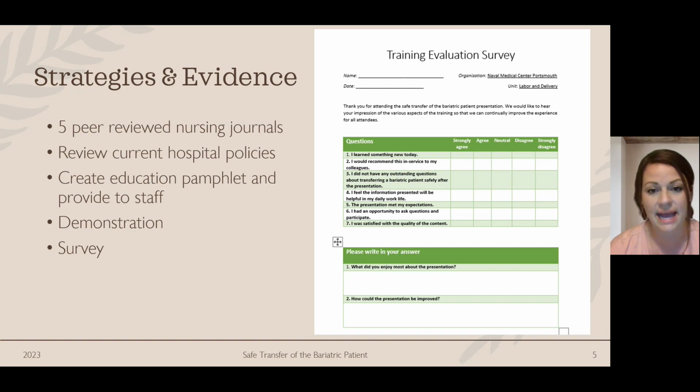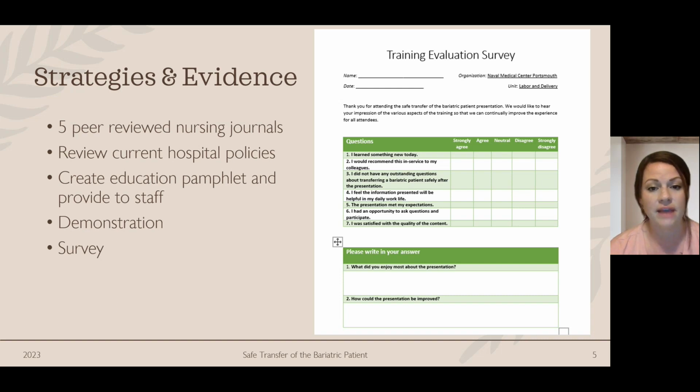I then took the information I had gathered and created an education pamphlet. We will take a look at this on the next slide. But during my presentation and after giving out the pamphlet, I demonstrated the correct use of the air mattress transfer device and had the staff take turns being the patient and nurses. So basically, an air mattress transfer device allows the patient to be lifted by air and then easily slid from one bed to another. Since this device is typically kept in the main OR at this hospital and not the labor and delivery OR rooms, many of the staff nurses had never used one.